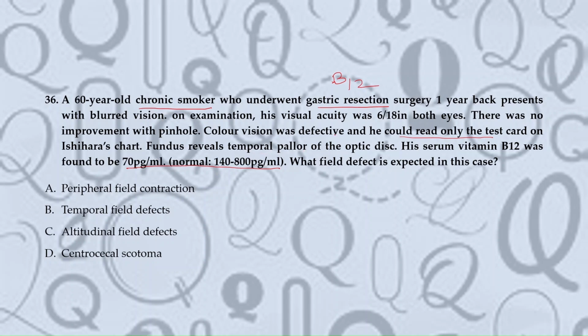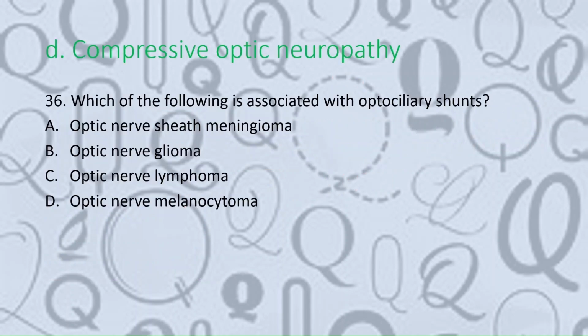So what we have learned so far: nutritional optic neuropathies usually damage the papillomacular bundle. So the expected disc changes are temporal pallor of the disc, and on field analysis you see centrocecal scotoma. There should be no confusion about this, I think I've repeated it 3 times already. Alright, so the answer here is centrocecal scotoma.